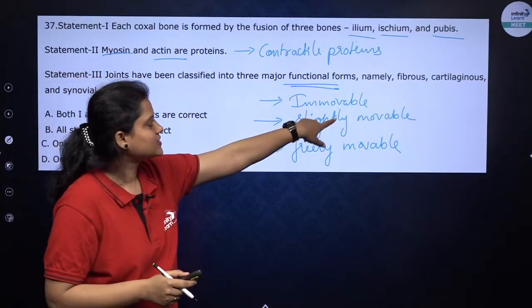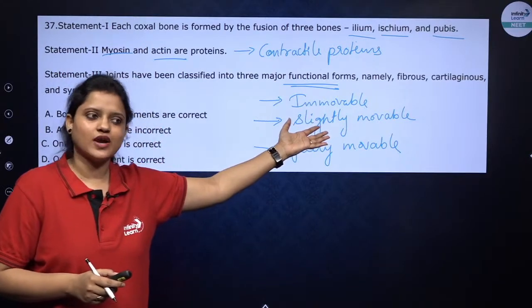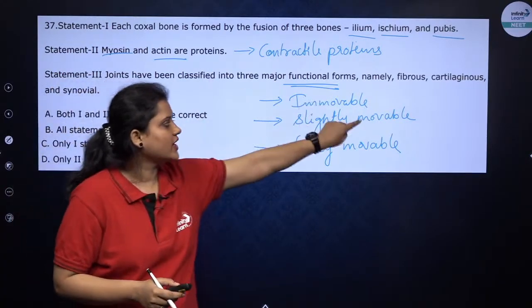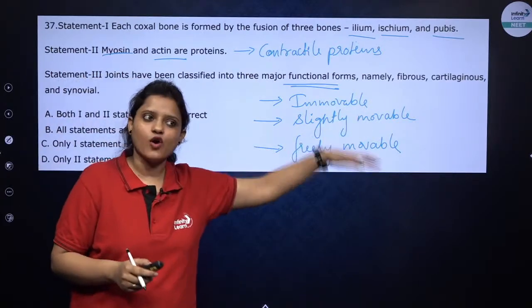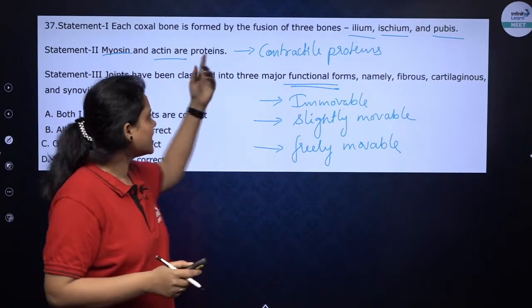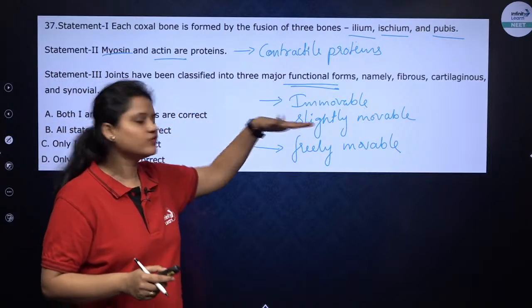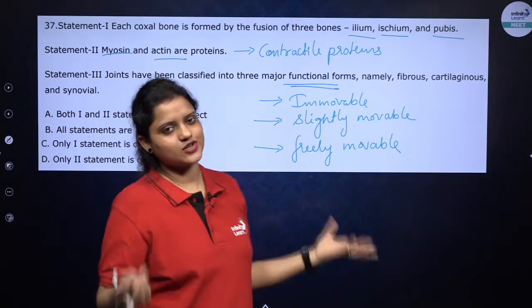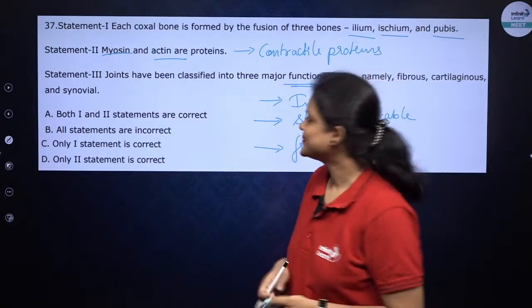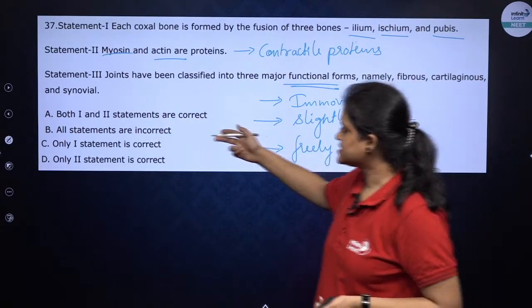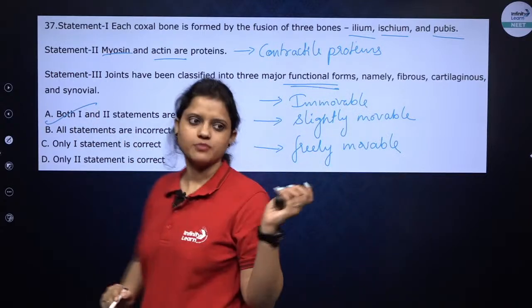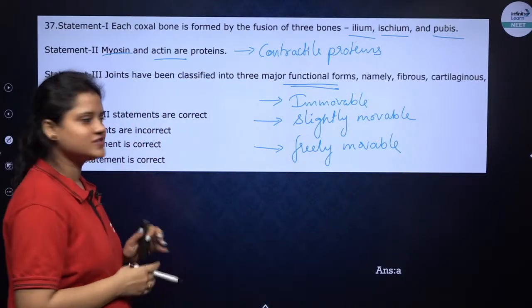Immovable joint is obviously fibrous joint. Slightly movable joint will be cartilaginous joint and freely movable joint will be synovial joint, but functionally it will be immovable, slightly movable and freely movable. So this is not true. Thanks W. Now both 1 and 2 statements are correct. Yes, this will be the correct option. A होगा correct option. Very good.